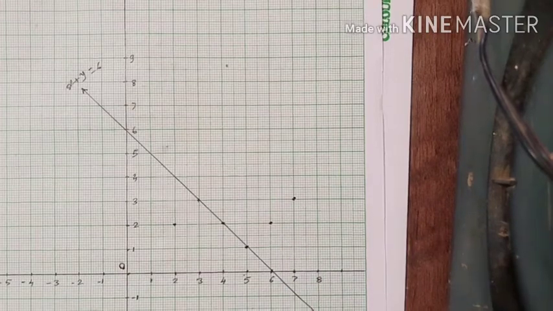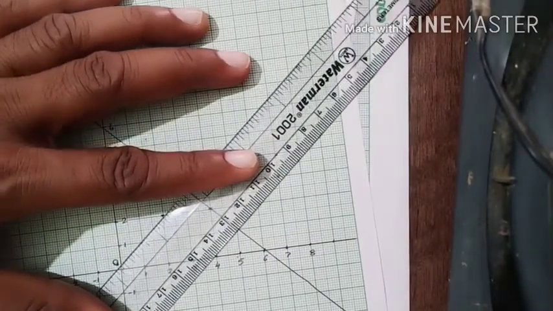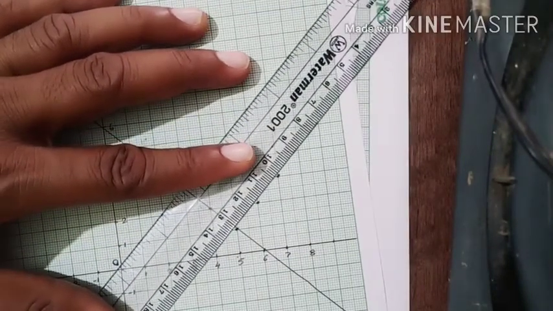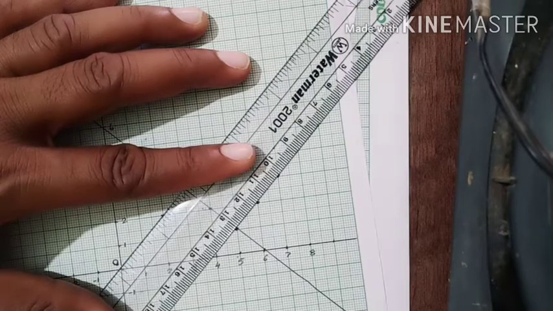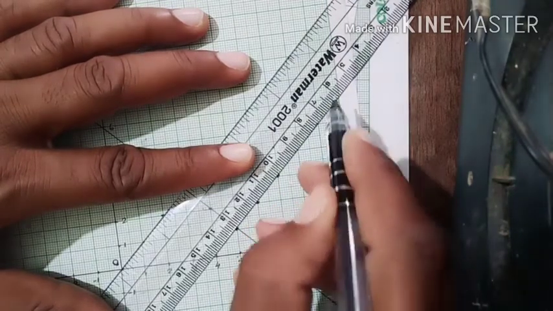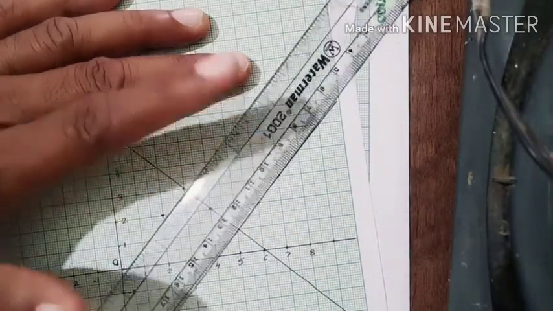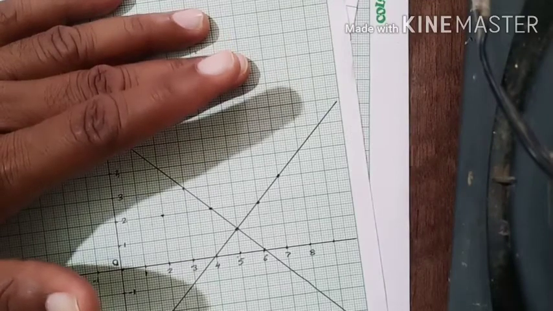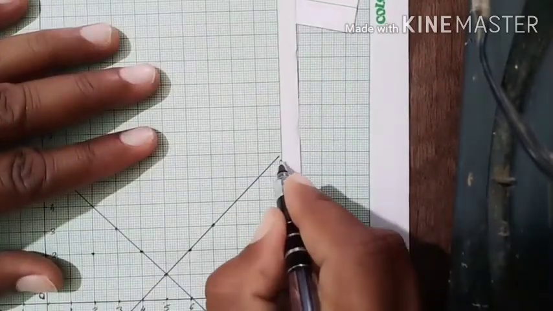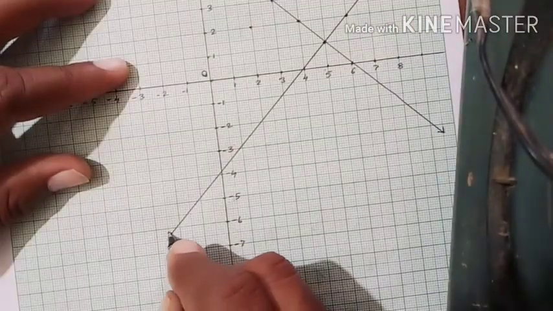Now friends, you have to draw the line which passes through these 3 points here. Draw the line which passes through the 3 points in this way. It is a line here, and we will make the arrow at the end of this line.